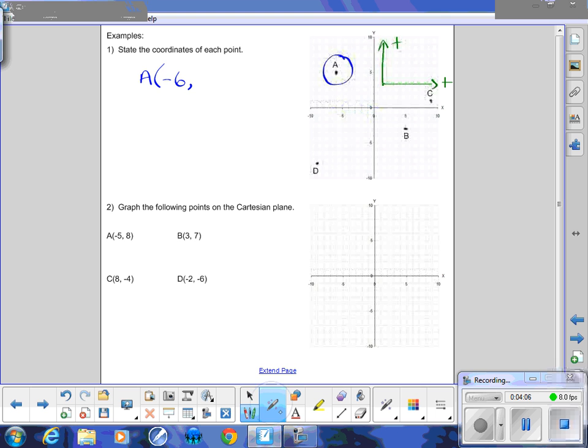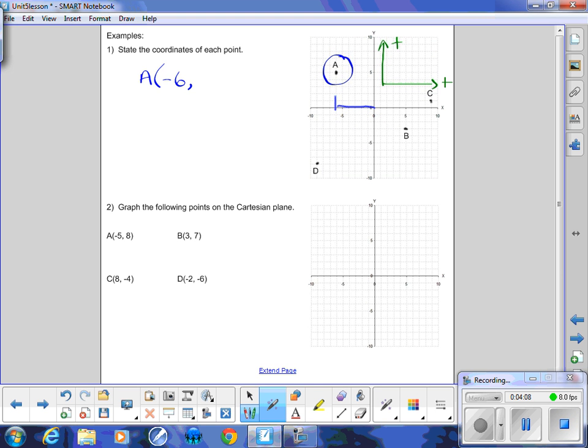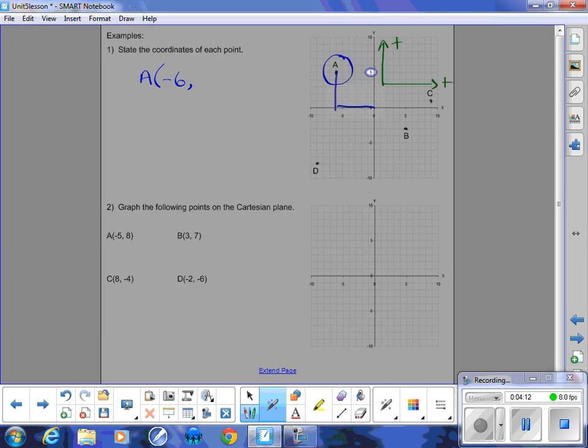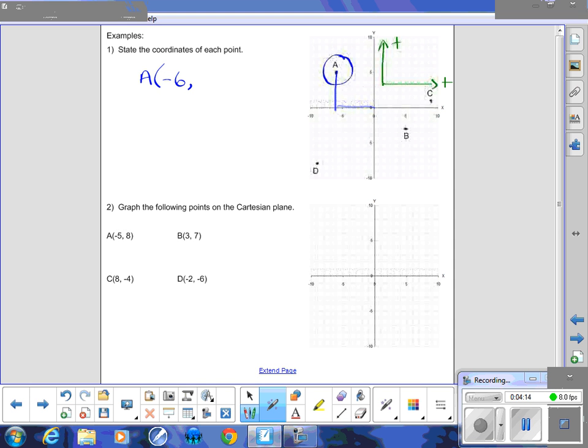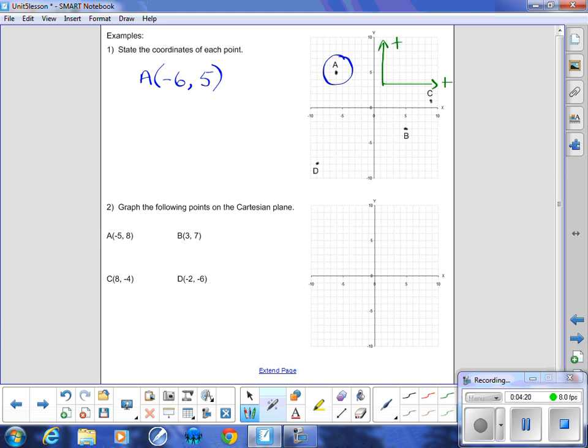Then once I reach that location, I have to go up to get to A. And it looks like it's a value of 5. Or if we count the squares, it ends up being +5. And there we go. That is a road map, or a coordinate, to tell you how to get from the origin to point A. And that's all you're really doing.